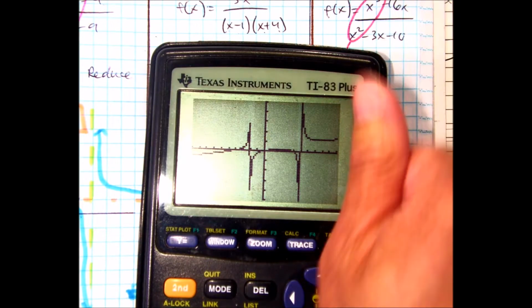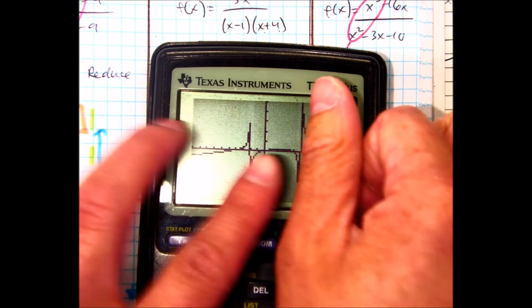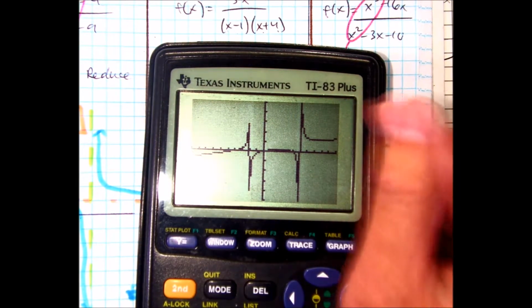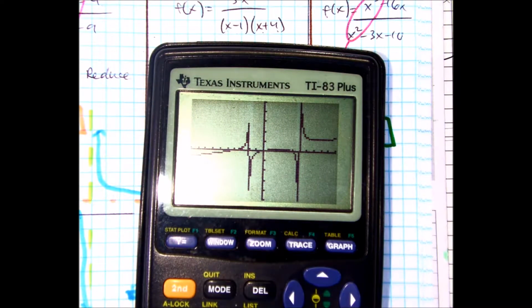So if on your quiz you only give me these two sections and you're missing that third one, it's not the calculator's fault. It's your fault. Okay? Let's graph it.